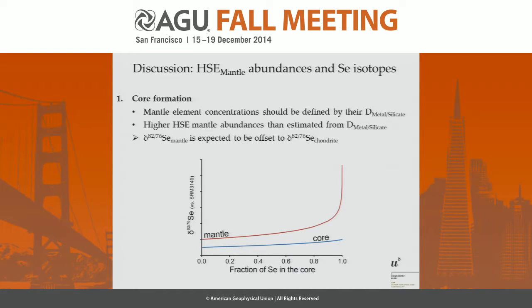And from sulfur, which is very similar to selenium, we know that about 97% of the sulfur is sitting in the Earth's core. So we would expect a similar thing for selenium. If more or less all of the selenium is going into the Earth's core, we would expect the Earth's mantle to be highly enriched or depleted in selenium isotopes. But that's a thing that we don't observe.